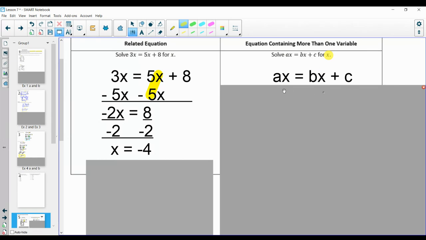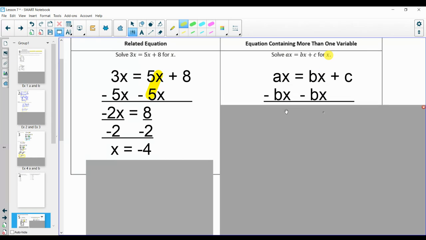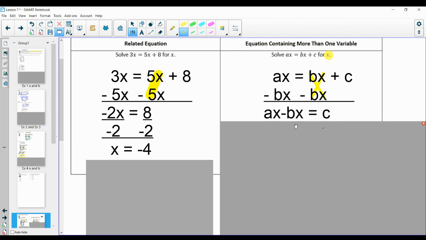To move it all over, I would have to subtract by bx. Because now here, these would be 0 pairs. I would be left with c. And over here, I would be left with ax minus bx equals c. Okay, so now my x terms all are on one side. But we want to get the x by itself.